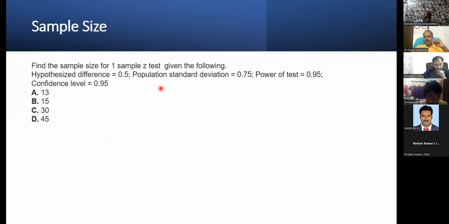This is sample size calculation. This problem is related to sample size calculation. Find the sample size for one sample Z test. A situation demands a Z test. The difference you want to validate is 0.5. Can one of you tell me what we generally test in a Z test? Mean or proportion or standard deviation? What do we study in a Z test? Mean or proportion?